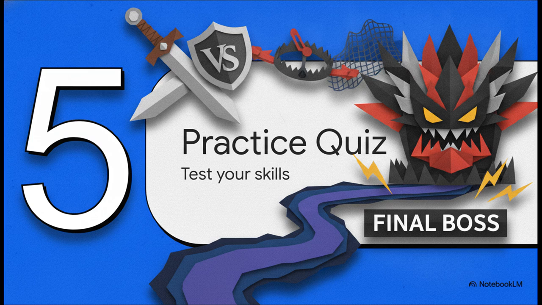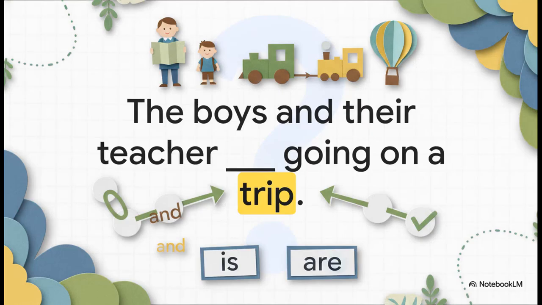All right, well, you've got your weapons now. You know the traps. Section 5, the final boss. Practice quiz time. Let's do a lightning round application to prove you're really ready for this. First challenge. The boys and their teacher blank going on a trip. Is it is or are?